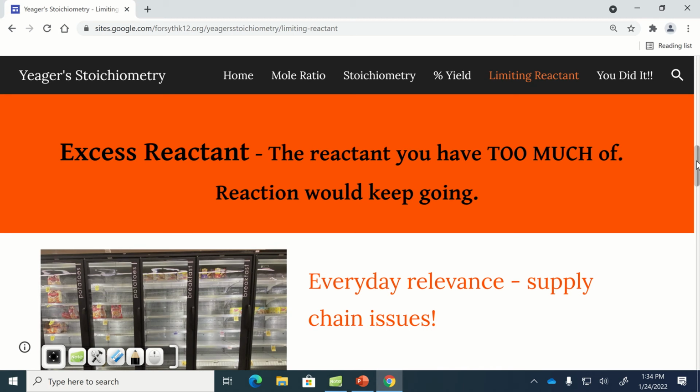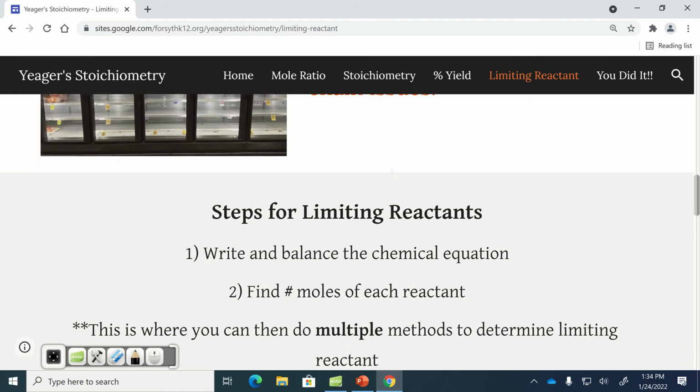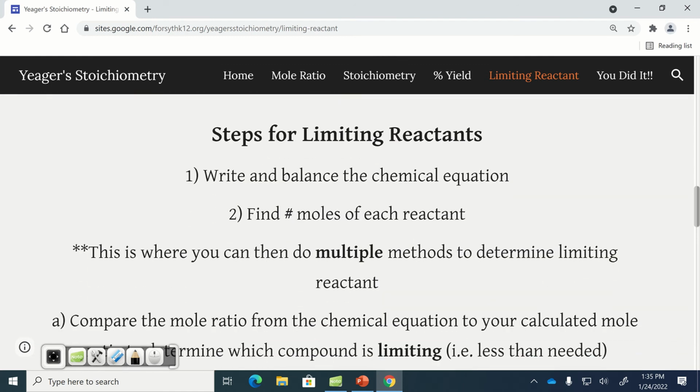Okay, so again, I just have another example here. Obviously, all the supply chain issues this year, I mean, that's the idea of limiting reactants. There's limited sources. There's limited transportation. It's what's the limiting factor, basically, that can't result in the end product. So, the steps for limiting reactants. I'm going to go through them, and then I'm going to try a couple problems with you.